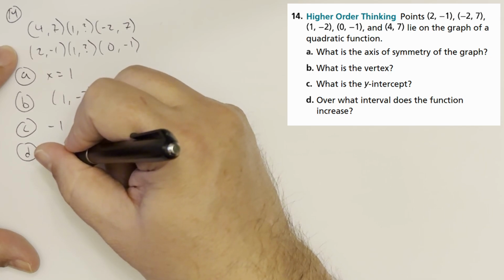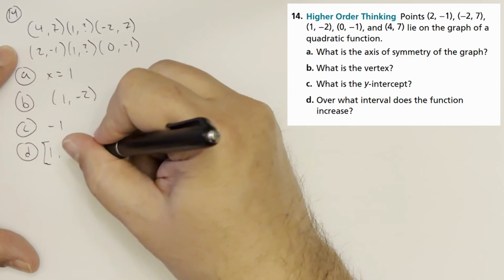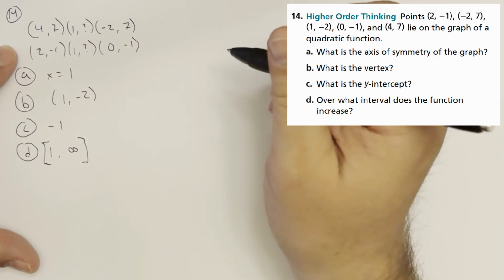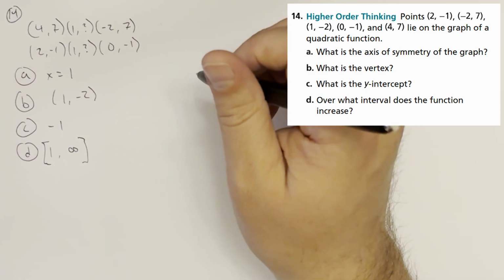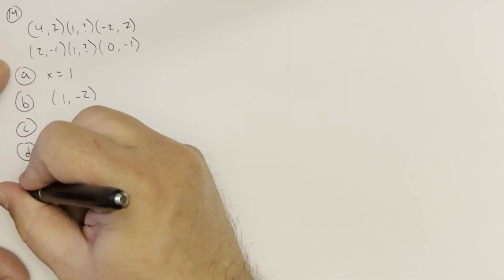Am I doing that right? Sorry, I'm doing this wrong in my head. We have 1 comma negative 2 as the vertex. So when you go over to 2, it goes up. Basically from 1 to infinity is where the function's going up.